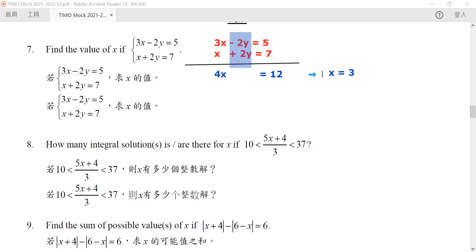All right. Now this is a very simple substitution. Now let's go to question number 8. How many integral solutions are there for our x? Now, whenever we see an inequality like this, all we need to do is keep on replacing the difficult stuff. For example, in here, the most difficult stuff is divided by 3.